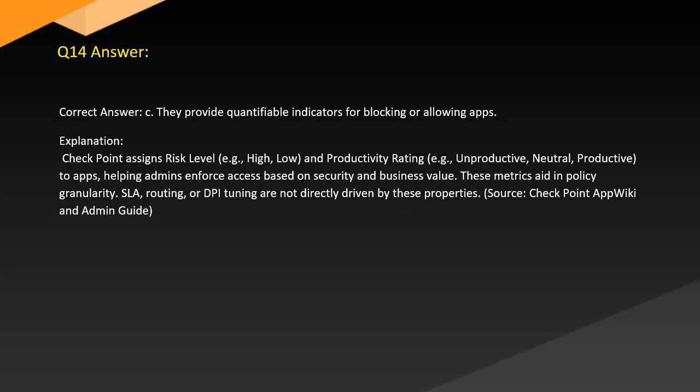Answer. Correct answer: C. They provide quantifiable indicators for blocking or allowing apps. Explanation: Check Point assigns risk level, e.g., high, low, and productivity rating, e.g., unproductive, neutral, productive, to apps, helping admins enforce access based on security and business value. These metrics aid in policy granularity. Routing or DPI tuning are not directly driven by these properties. Source: Check Point Application Control admin guide.